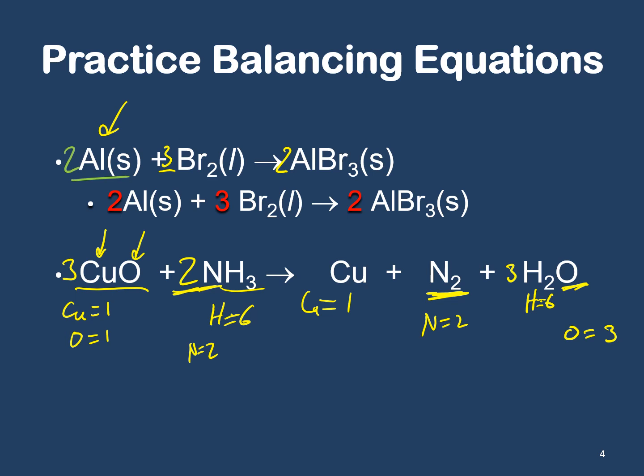But that changes my copper, right? Now I have 3 coppers and 3 oxygens. Well, the oxygens check out. Copper doesn't, though, because I have 3 here and only 1 here. I need to put a 3 in front of this copper to change this now to 3 coppers. And if we look at our numbers, we have 3 oxygens on both sides, we have 3 coppers on both sides, we have 6 hydrogens on both sides, and we have 2 nitrogens on both sides. This reaction is now fully balanced.